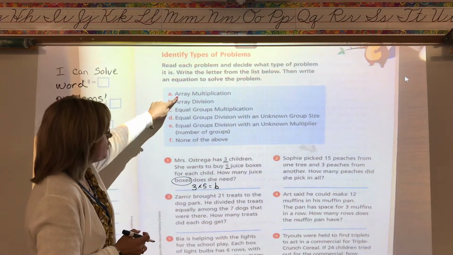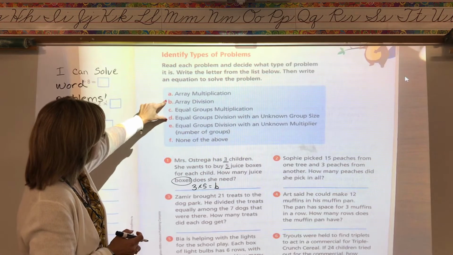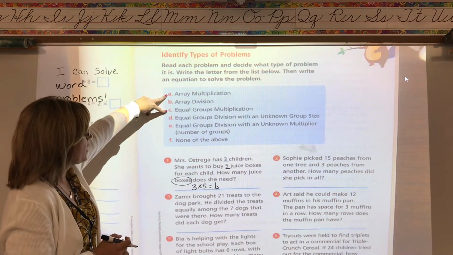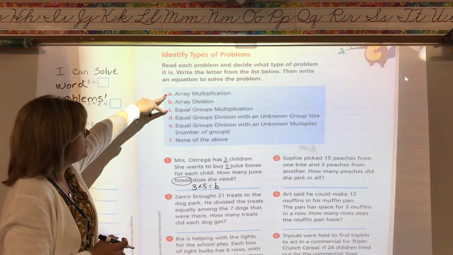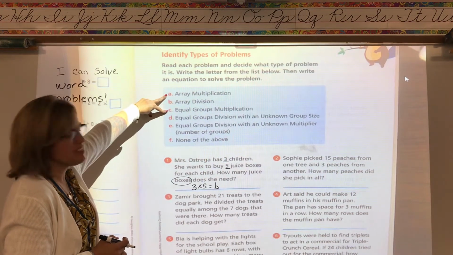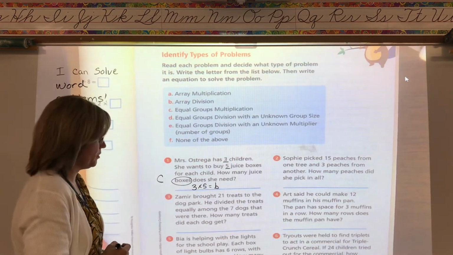Well, is this a multiplication problem? Yes. So we're not even going to look at the ones that say division. Okay? So we're looking at array multiplication or equal groups multiplication. Okay? Does it say anything about rows and columns? It doesn't. So that tells me this is an equal groups multiplication.